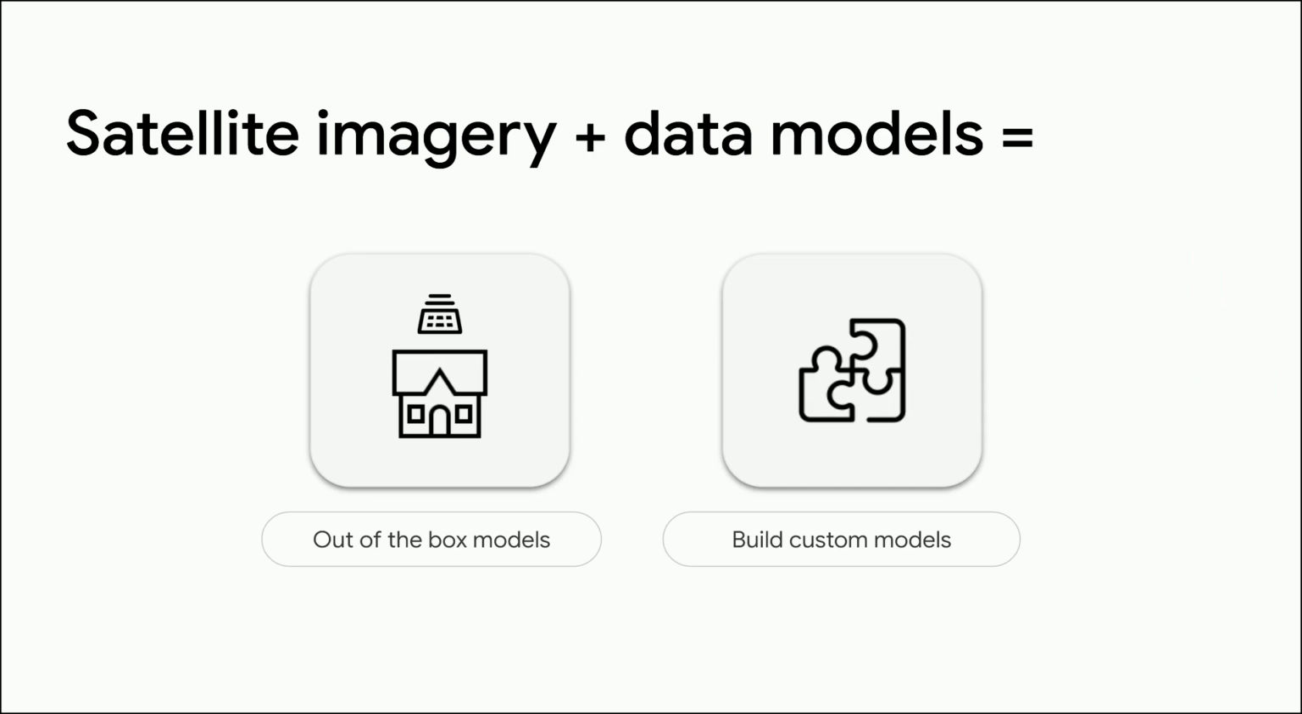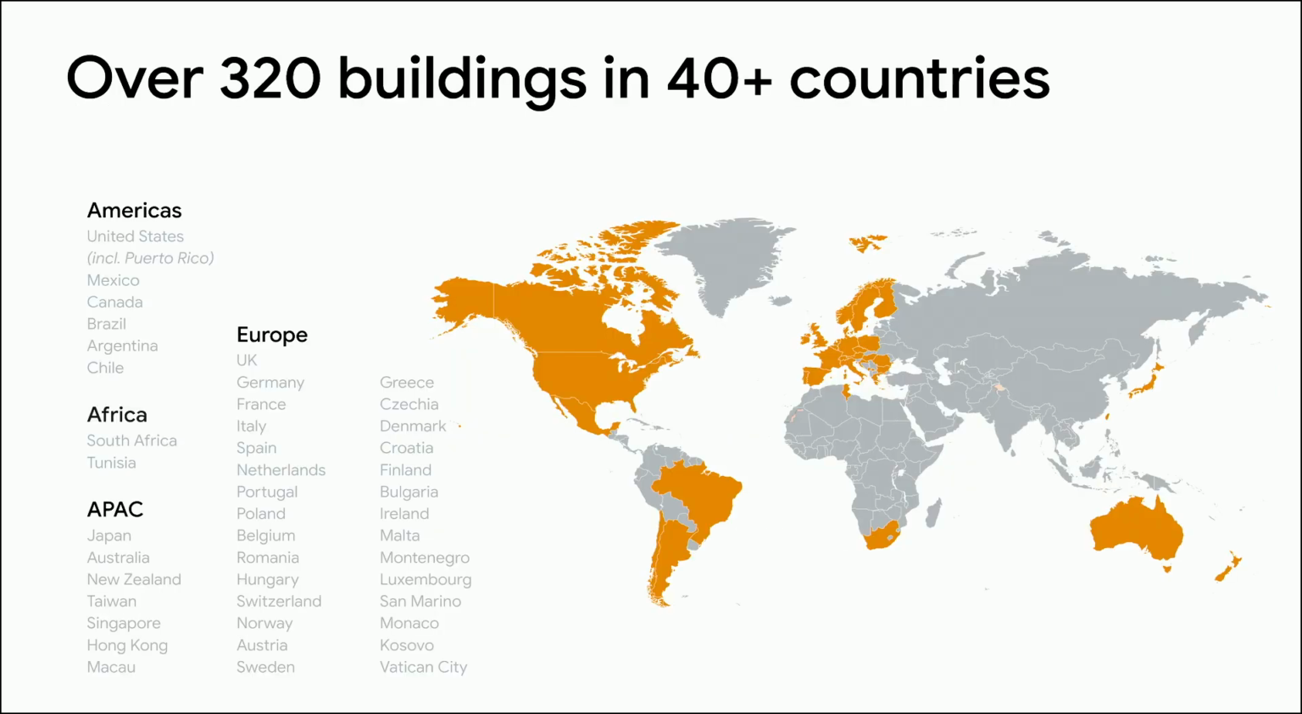Thank you. But yeah, it also offers granular imagery for those folks who want to build their own custom roof solar models. There's currently coverage for over 320 billion buildings in 40 plus countries, and we plan to continuously expand. Just note that the coverage amount for each country shown will vary.